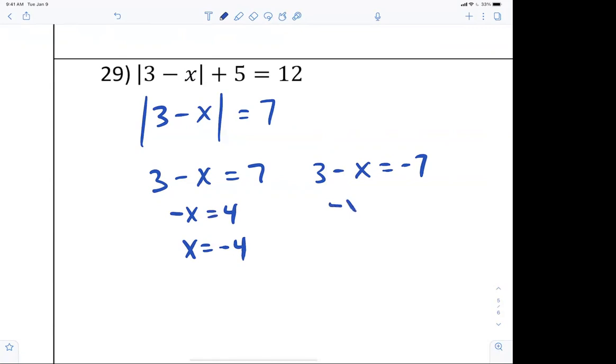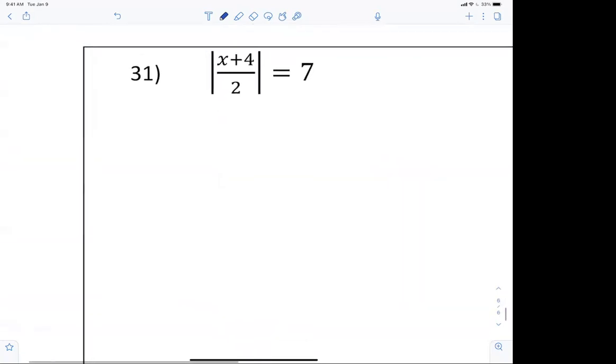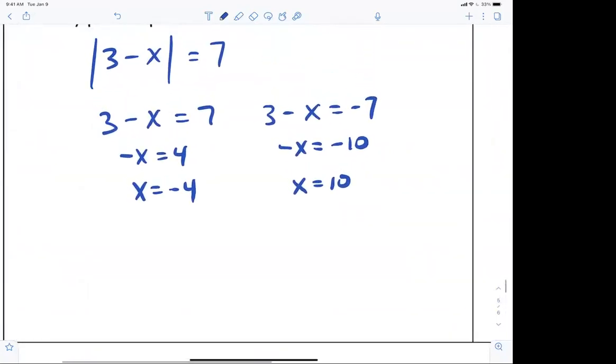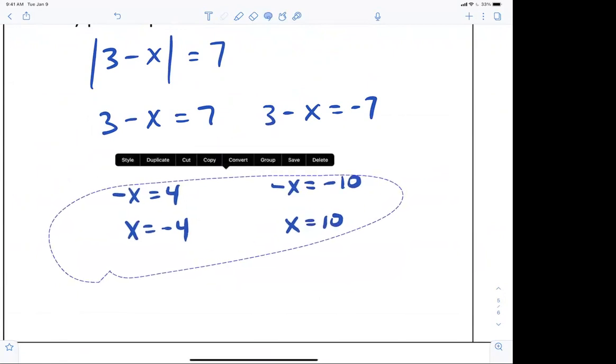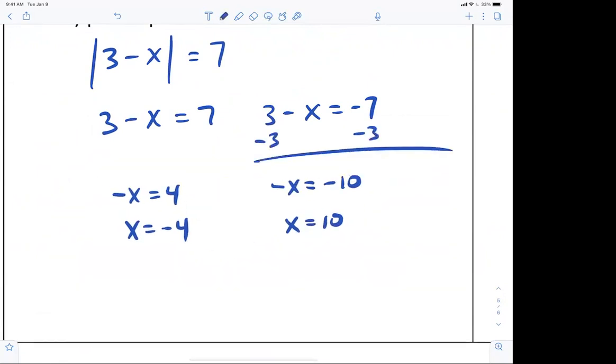Subtract 3, -x equals -10. So x equals 10. Hopefully you're feeling a little better. All right. Here we go. No, I subtracted 3, kiddo. I came down here and I did -3 and -3. Cancels. Right? You happy now? All right, here we go.